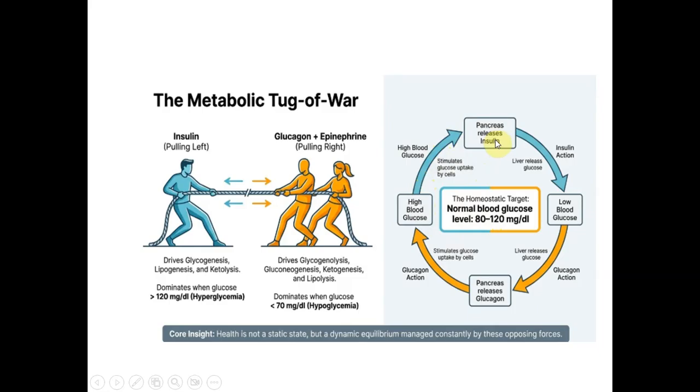When there is high blood glucose, it stimulates glucose uptake by the cells, and the pancreas releases insulin. By the action of insulin, blood glucose falls. When there is low blood glucose, glucagon action takes place: the pancreas releases glucagon and the liver releases glucose. So health is not a static state, but a dynamic equilibrium managed constantly by these opposing forces.